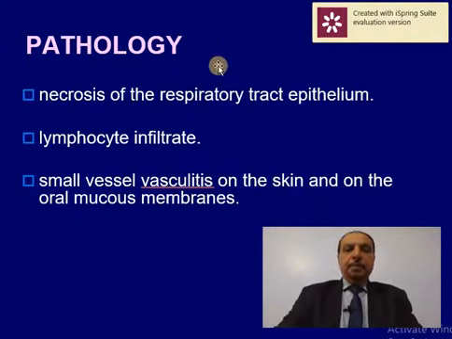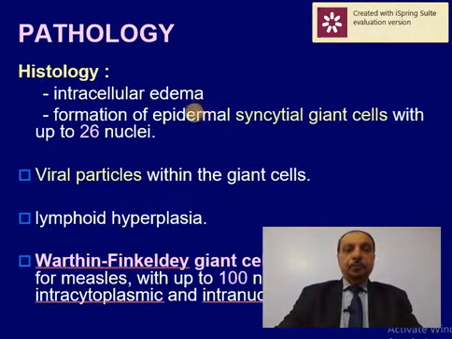Regarding the pathology of measles, there will be necrosis of the respiratory tract epithelium, lymphocyte infiltrate, and vasculitis in small blood vessels on the skin and on the oral mucous membranes, as we will see in the clinical picture. In the histology of measles infection, there will be intracellular edema and formation of epithelial syncytial giant cells with up to 26 nuclei. Viral particles will be present in the giant cells, and there will be lymphoid hyperplasia, and maybe this is the cause of getting appendicitis sometimes during measles, because hyperplasia causes obstruction of the lumen.